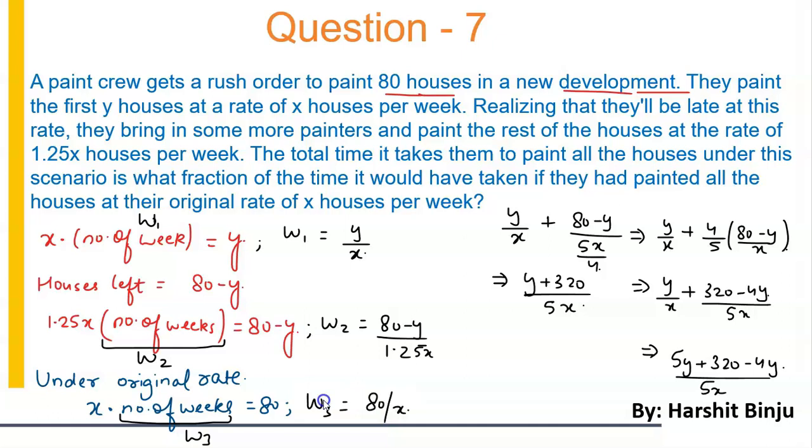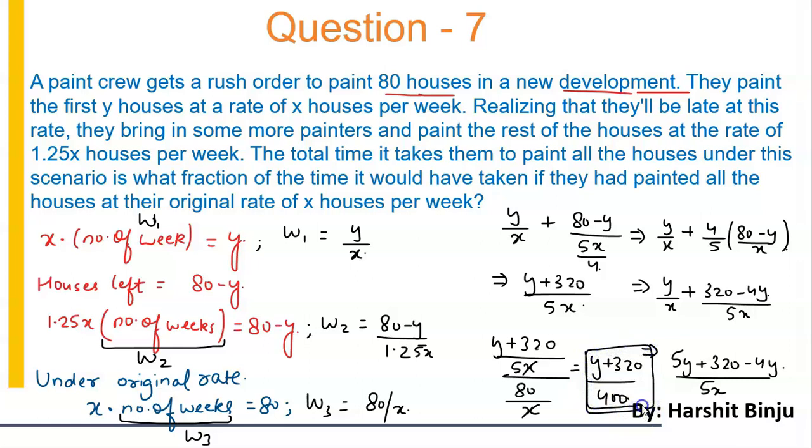So the total time it takes them to paint all the houses under this scenario is what fraction of the time it would have taken at the original rate. So the fraction is y plus 320 divided by 5x divided by 80 divided by x. So x and x go. This will be y plus 320 divided by 400. That's the answer. Okay, that's all that you have to do in this question. Interesting one, good question, right? All right, let's move on to the next one now.